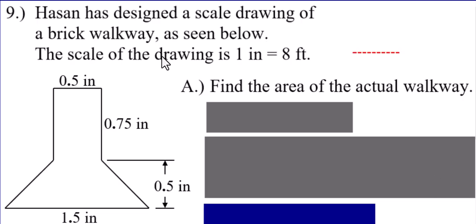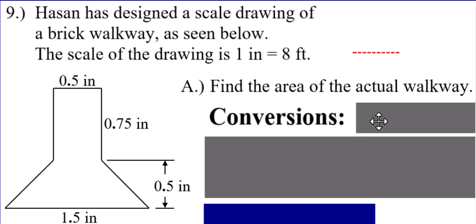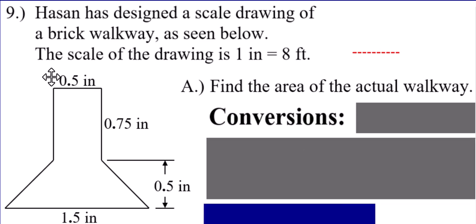So, problem number 9. Hassan has designed a scale drawing of a brick walkway as seen below. The scale of the drawing is 1 inch equals 8 feet. What that means is every inch on the drawing actually represents 8 feet in real life. So, spoiler alert, you're going to have to first do some conversions where you multiply the measurements given to you on the drawing times 8, because every 1 inch is equal to 8 feet.